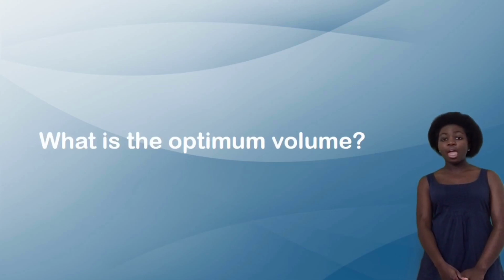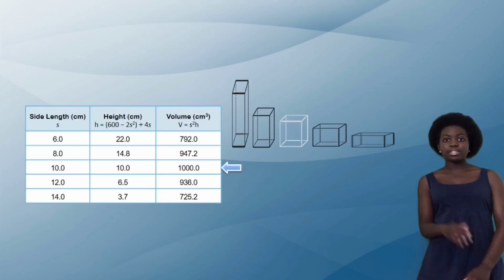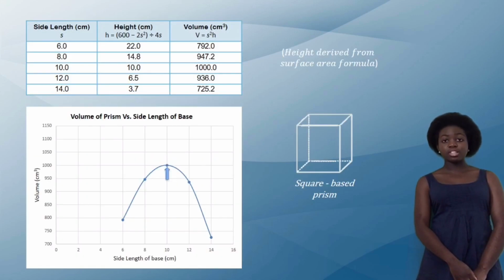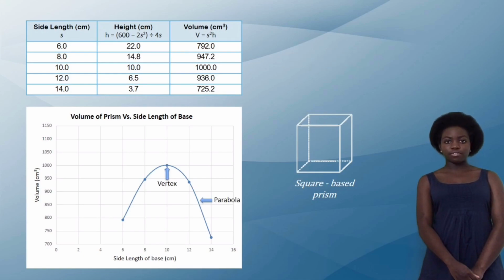Okay, we know the formula for volume, but what is the optimum volume? If we table out some possible measurements, the optimum volume is the largest volume. Transferring to a graph, the peak is always the most optimum. This graph is called a parabola and its peak is called the vertex.